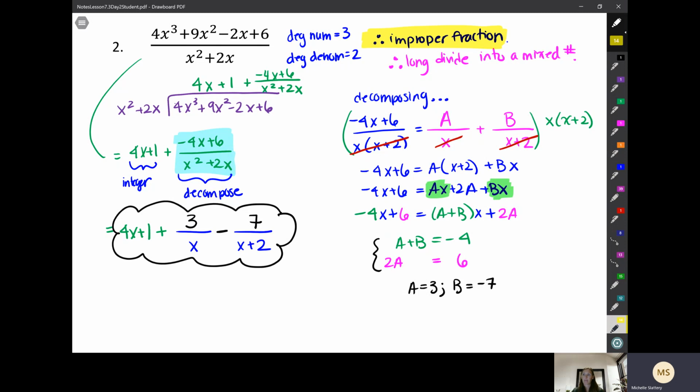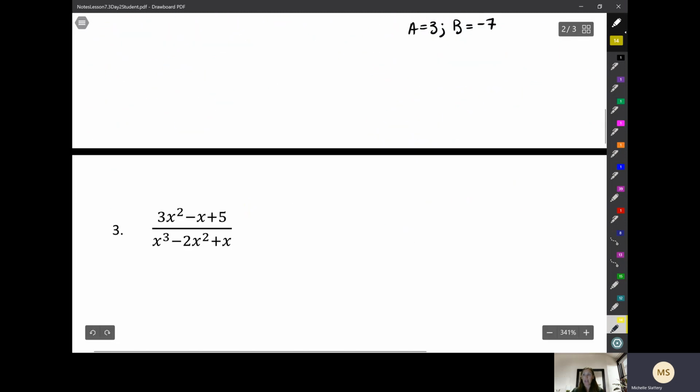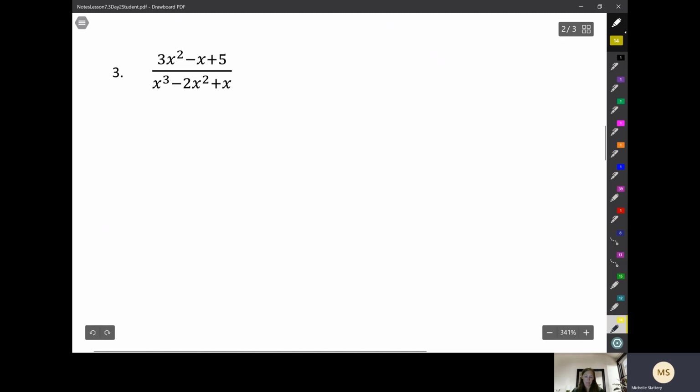All right, number 3. Number 3 is yet another type of problem. This type of problem is what we call a repeated factor. Let me just put a star above here. This is a repeated factor, and this has a special case.